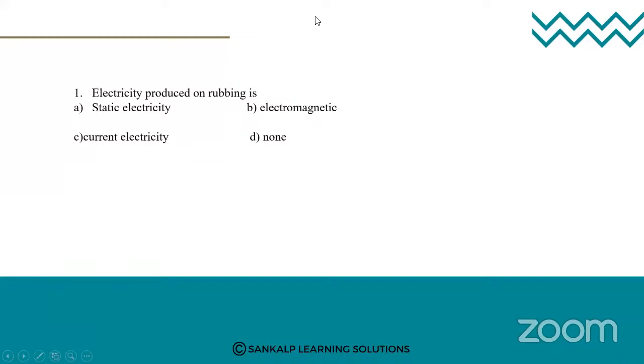Yes. So here we have the first question. Electricity produced on rubbing is. Here they are asking, what electricity is produced by rubbing? Static electricity, electromagnetic, current electricity, or none. You can tell the answer in the chat box. Don't unmute yourself, it will disturb the class. In the chat box, you can just type your answer A, B, C, D.